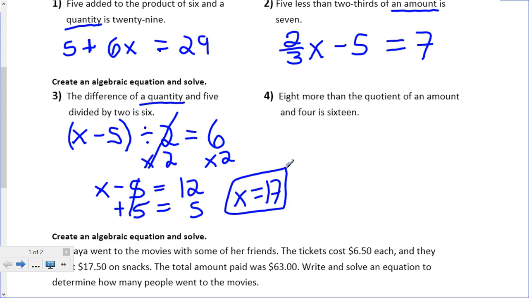And we could check it. So the difference of 17 and 5, that's going to be 12. 12 divided by 2, that is 6. So you know we're right. Number 4 you're going to do on your own.